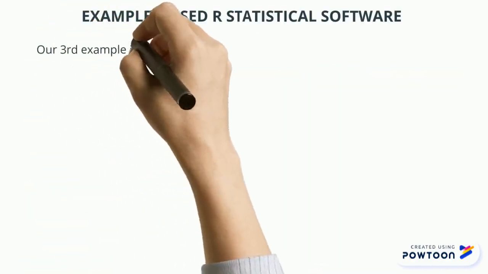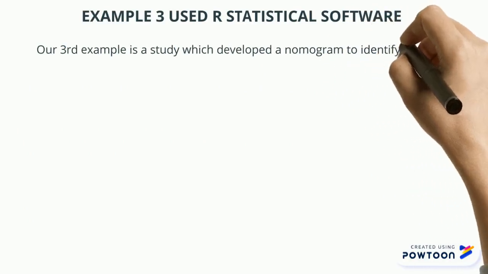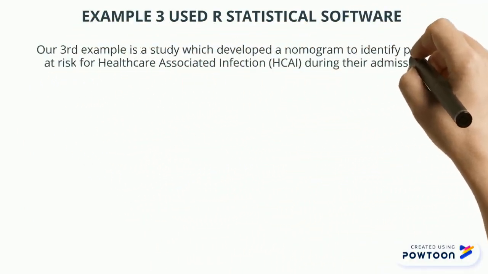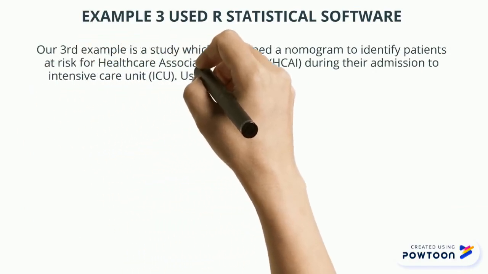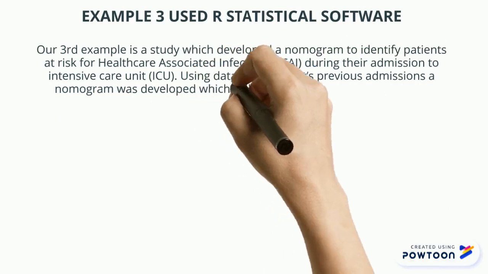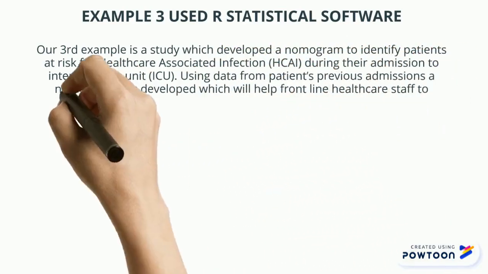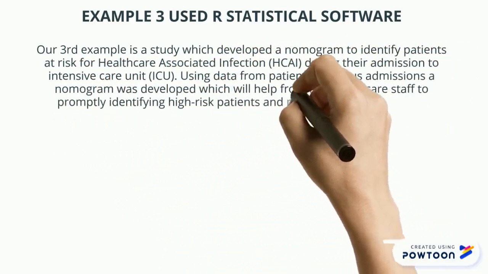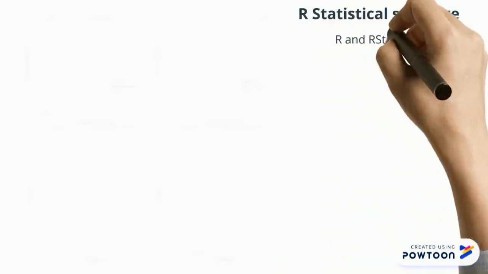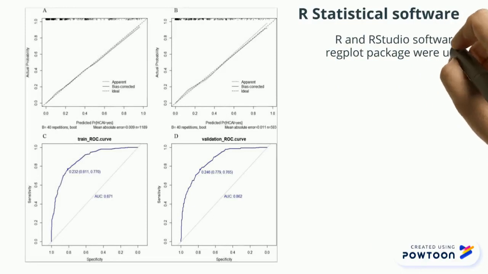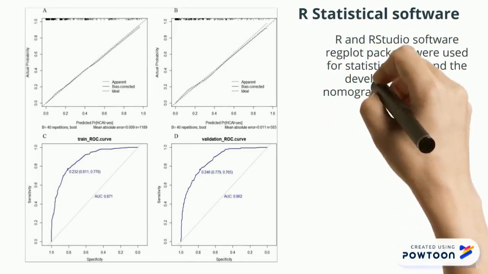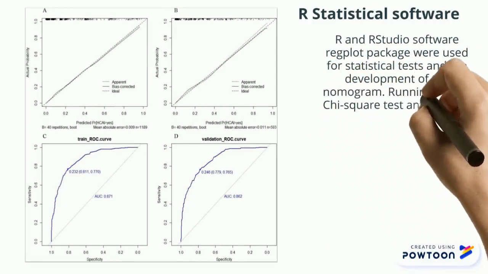Our third example is a study which developed a nomogram to identify patients at risk of healthcare-associated infection during their admission to intensive care unit. Using data from patients' previous admissions, a nomogram was developed which will help healthcare staff to promptly identify high-risk patients and provide them with specific infection control. R and RStudio software, the rms package, were used for statistical tests and development of the nomogram, running t-tests, chi-square tests, and more.